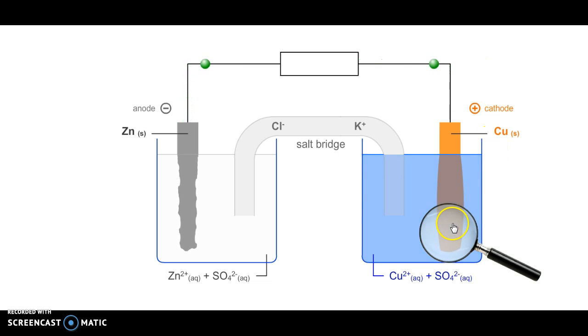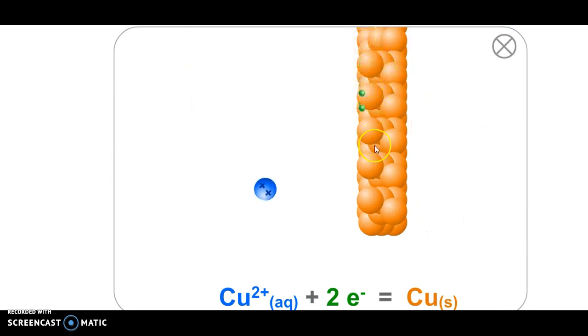Over here on the copper side, the electrons are coming in. We have some copper plus 2 in the solution. It's going to meet up with those electrons and form copper solid. So this cathode, where our reduction is taking place, is going to be getting larger.